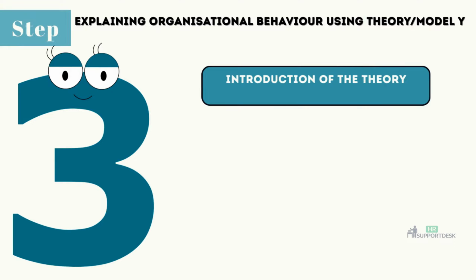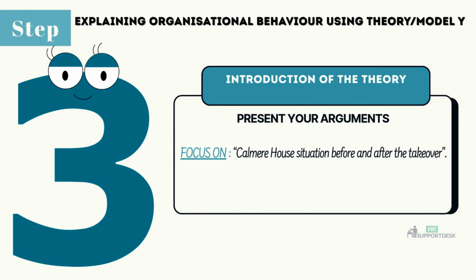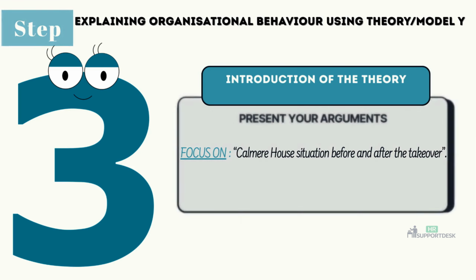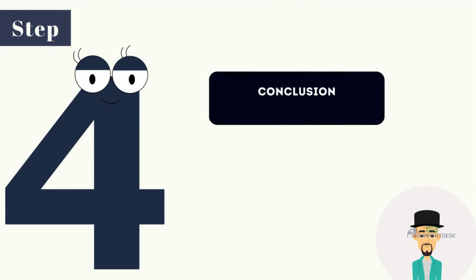Similarly, start with a brief explanation, include a relevant image, and proceed to make in-depth explanations supporting your arguments with the theory. Note that when highlighting the culture shifts and behavior changes, make sure to look at Calmere's situation before and after the takeover. While it is not a requirement to have a conclusion, leaving your answer at that may seem too abrupt.